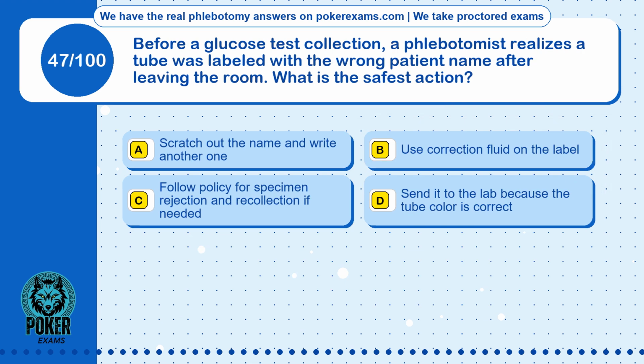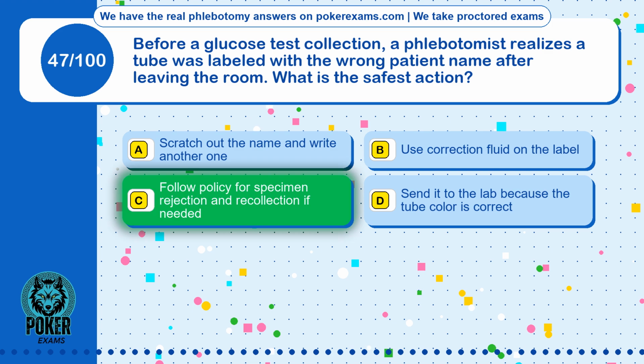Question 47. Before a glucose test collection, a phlebotomist realizes a tube was labeled with the wrong patient name after leaving the room. What is the safest action? Option A. Scratch out the name and write another one. Option B. Use correction fluid on the label. Option C. Follow policy for specimen rejection and recollection if needed. Option D. Send it to the lab because the tube color is correct.